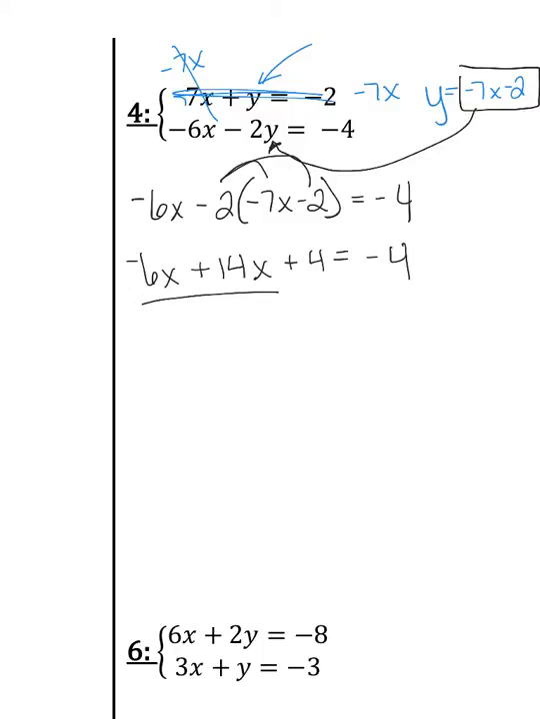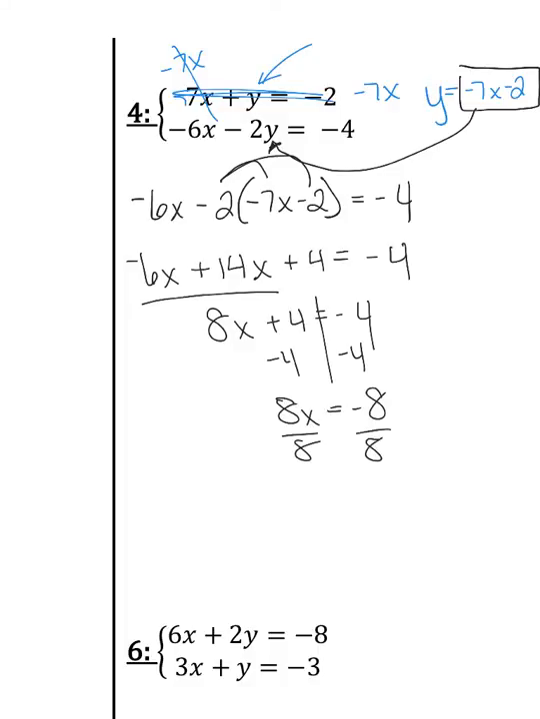Then I can go ahead and combine like terms. That's going to give me 8x plus 4 is equal to negative 4. I would subtract 4 from both sides and get 8x is equal to negative 8, and divide by 8, and we get x is equal to negative 1.